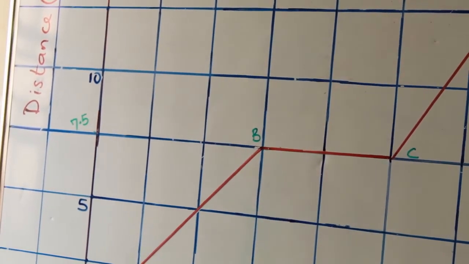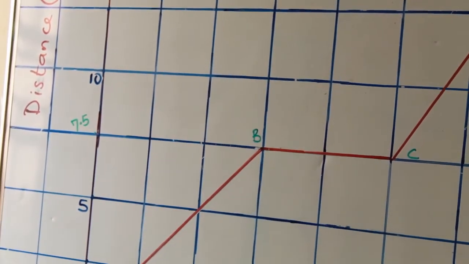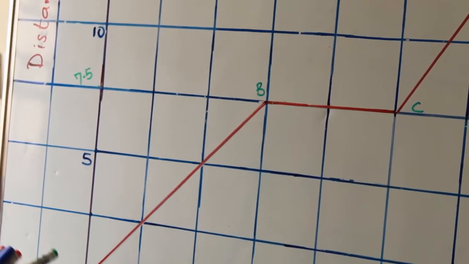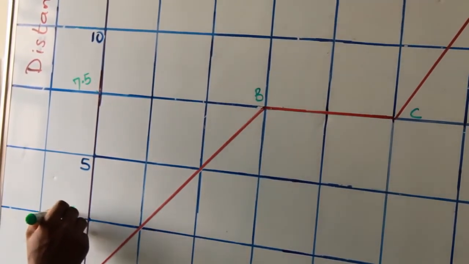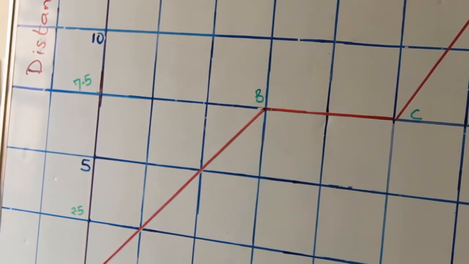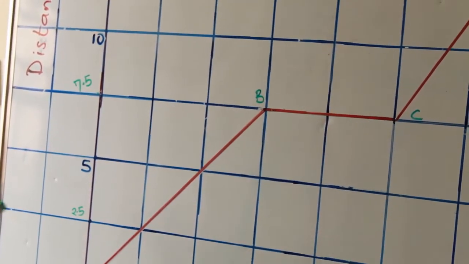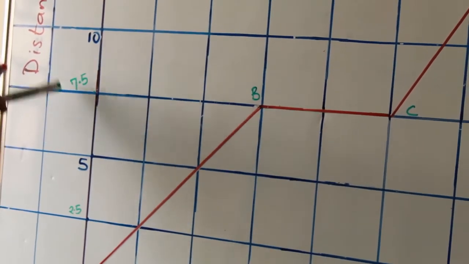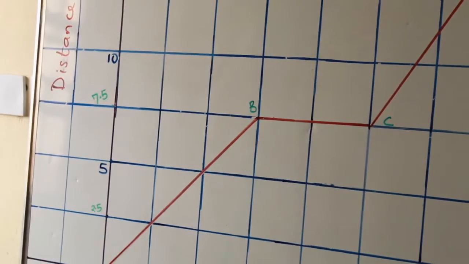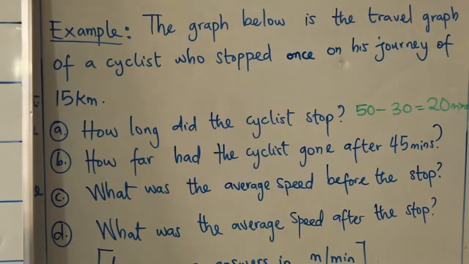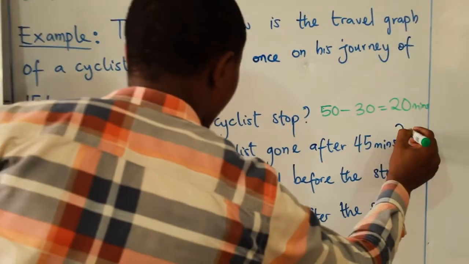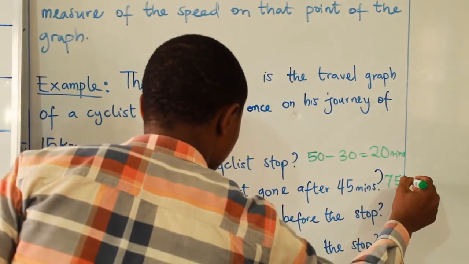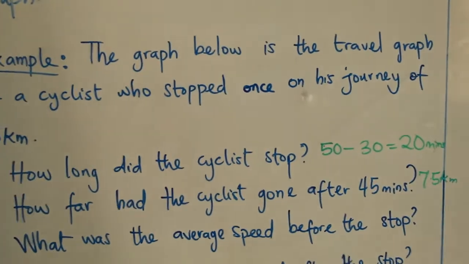My reason is from 0 to 5 kilometers, there are 2 boxes. It means 5 divided by 2 is going to give us 2.5. So each box represents 2.5 kilometers. So 2.5 added to 5 kilometers is 7.5 kilometers. So the question, how far had the cyclist gone after 45 minutes? The answer is that he had gone 7.5 kilometers.